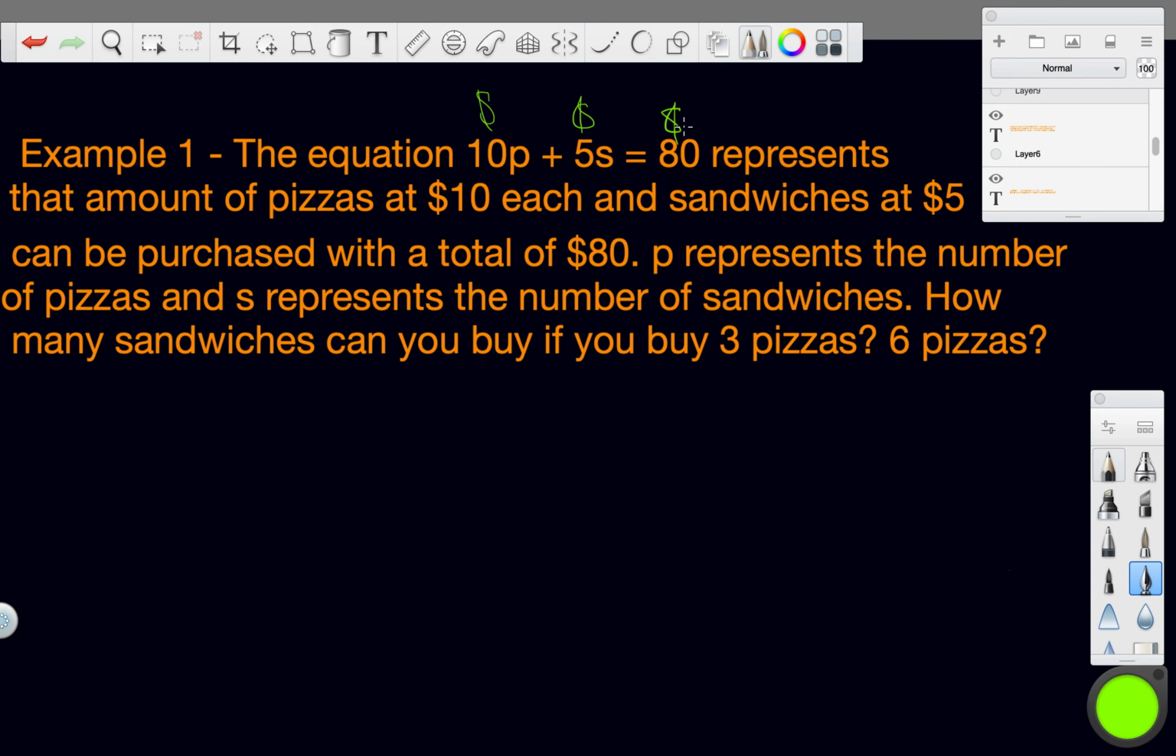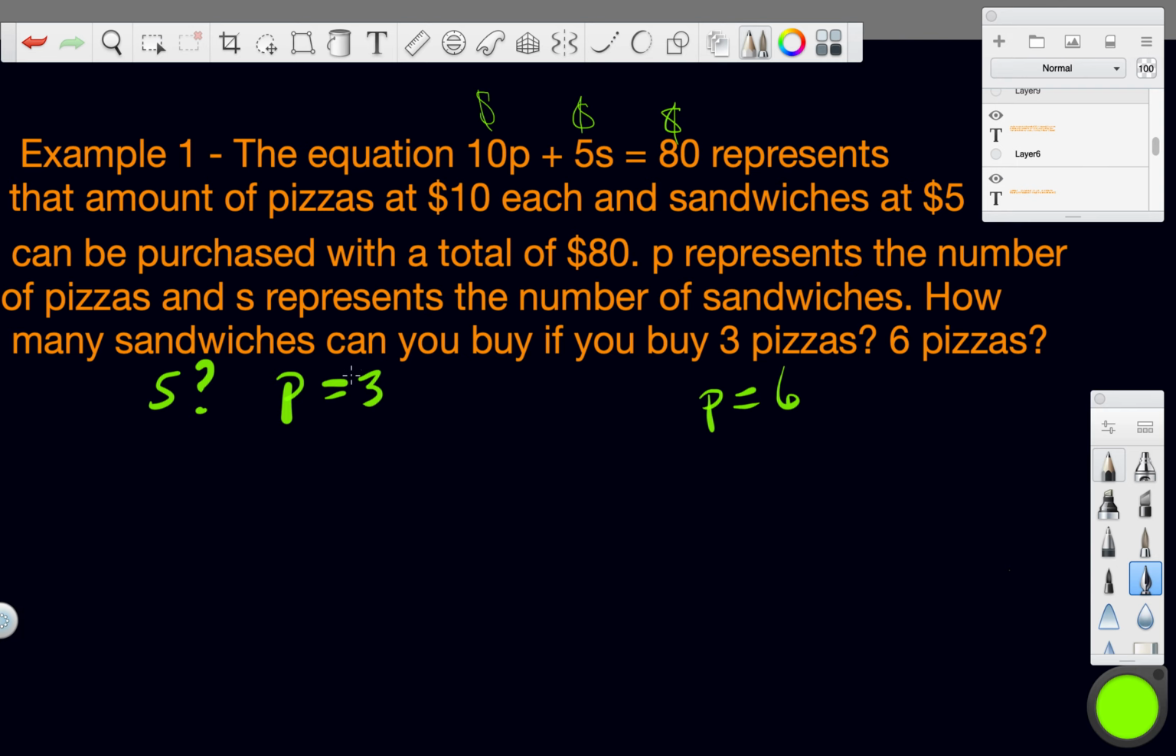Now, this equation is asking me how many sandwiches, so I'm looking for s, right? Because I want to know how many sandwiches can you buy if you bought 3 pizzas, so if p equals 3, and then again, if p equals 6. Okay, so what you could do is you could plug in 3 for p and then solve for s, and then plug in 6 for p and solve for s. But we want to save time because I know we have to do it twice. So what if we just solve for s and then we can plug in from there?